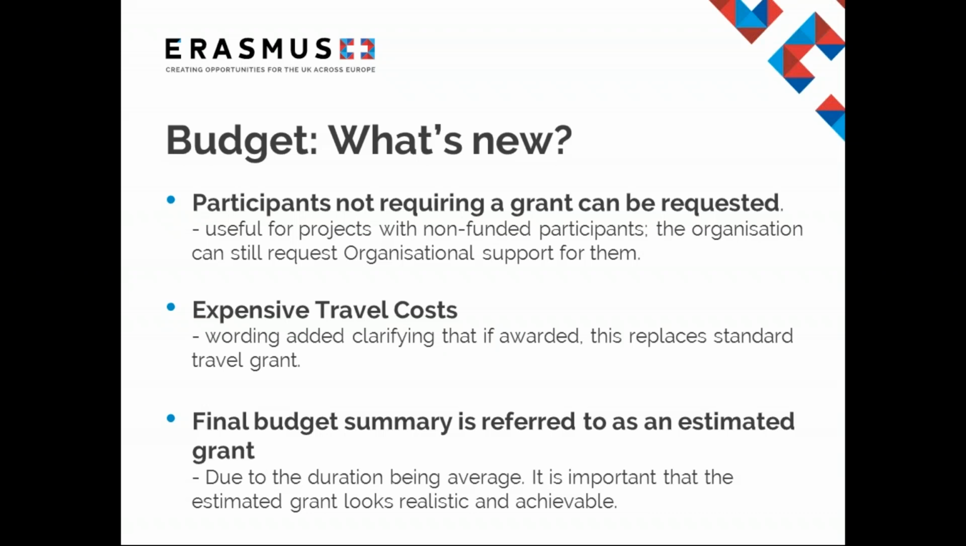Within this new application form, as the exact durations and destinations are not defined at application, the final budget summary shows an estimated grant rather than an exact amount. If you are awarded funding, it will be at final report stage that your final grant will be calculated based on the exact number of mobilities reported and the associated unit costs, which you can find in the Erasmus Plus program guide.